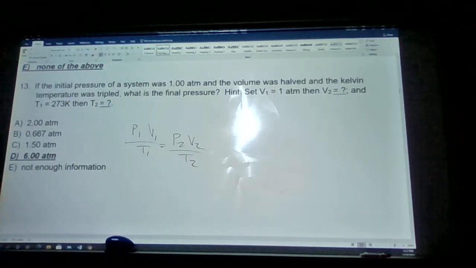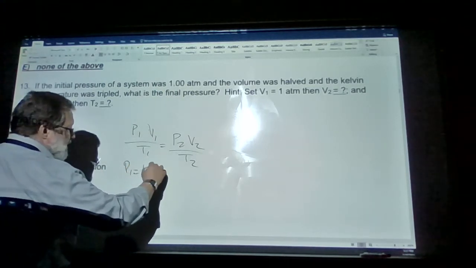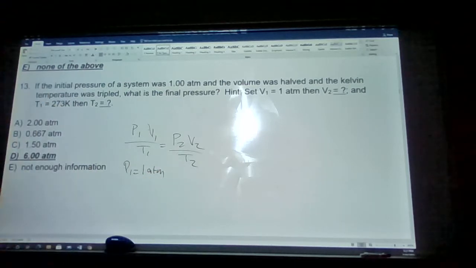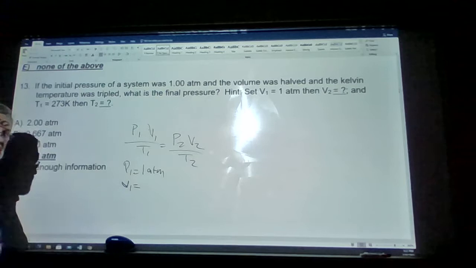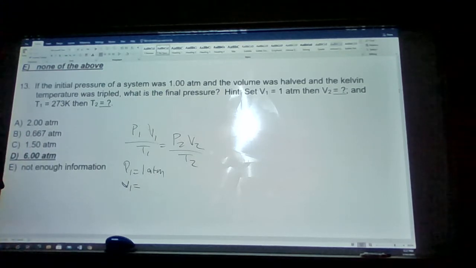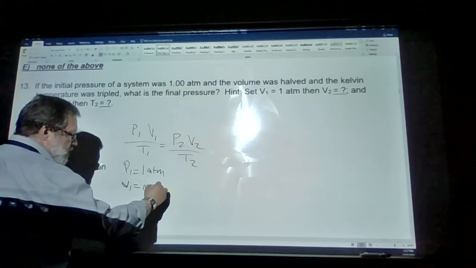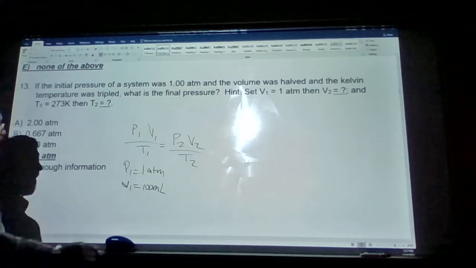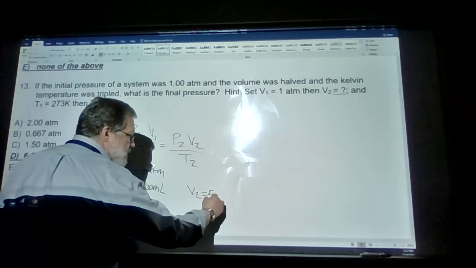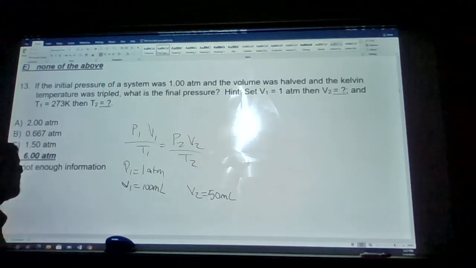If the initial pressure was 1 atm, so our P1 is 1 atm. The volume halved. Well, since we're not told what the volume was, the volume did change. So we have a V1. Set our V1 to any value that you want, let's just say it's 100 ml. If V1 was halved, it was cut in half, V2 is 50 ml.